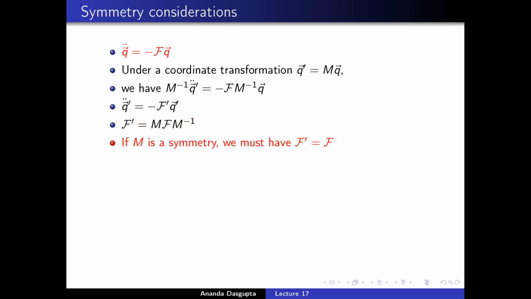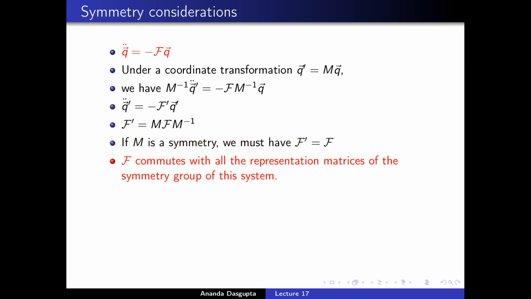And this means curly f prime, the new force constant, has to be the same as curly f, the old force constant matrix. If that had changed, then the physical configuration would have been different before and after the symmetry, which of course can't happen because that's exactly what a symmetry means. So as a result, what we conclude is any matrix which represents a symmetry action must obey m curly f m inverse is equal to curly f, that is, curly f must commute with all the representation matrices of the symmetry group of the system.